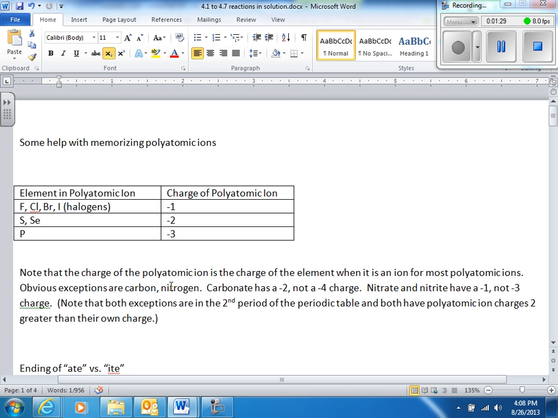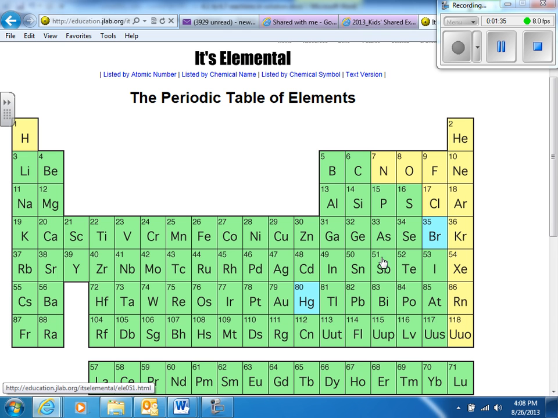So the polyatomic ion charges actually match the charge for the monatomic ion when it's by itself, for most elements. But some exceptions are carbon and nitrogen. For nitrate and nitrite, the charge is -1, but nitrogen's in the -3 column. For carbonate, carbon is in the +4 or -4 column, but the charge on carbonate is not -2.